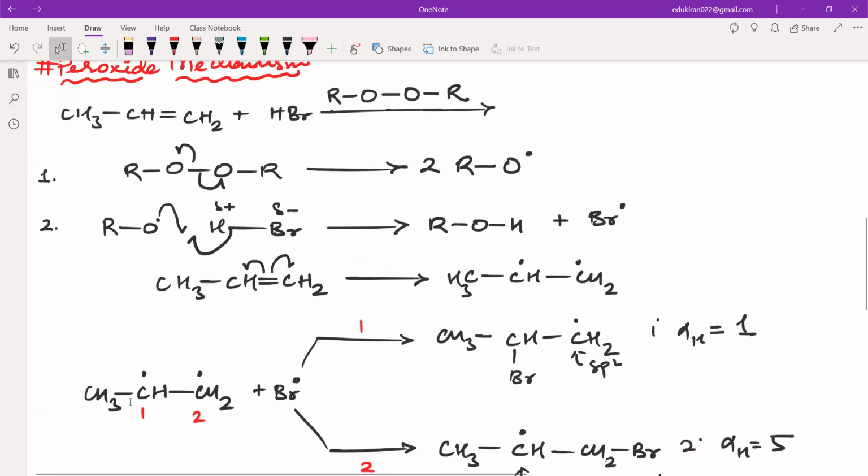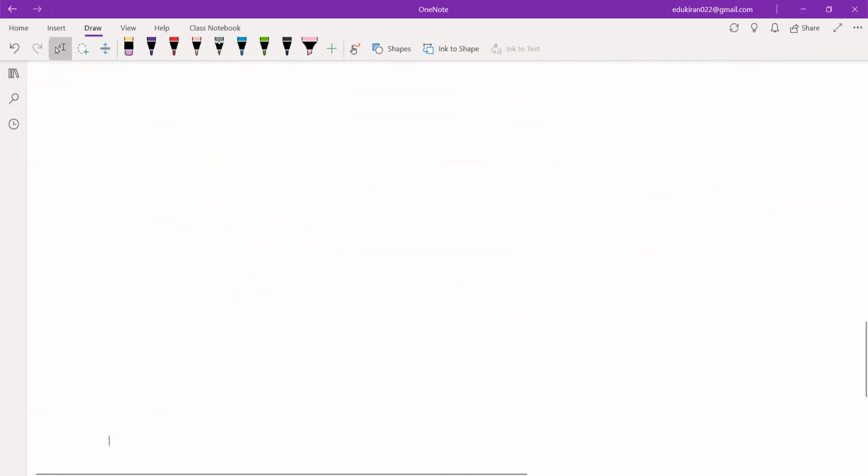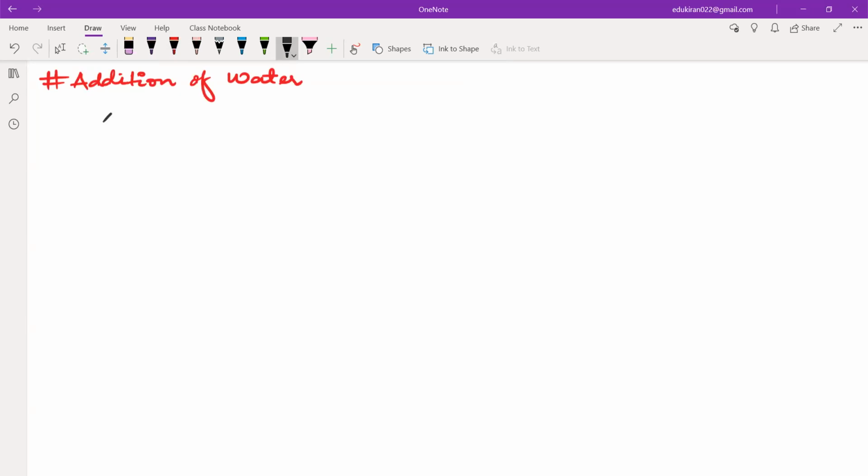Okay. Now, the next reaction. So we have done questions on this now. So we are going to look at the next reaction, that is addition of water, hydrolysis. In addition of water, we will have an alkene and we will add water to it. So this is going to form alcohols.